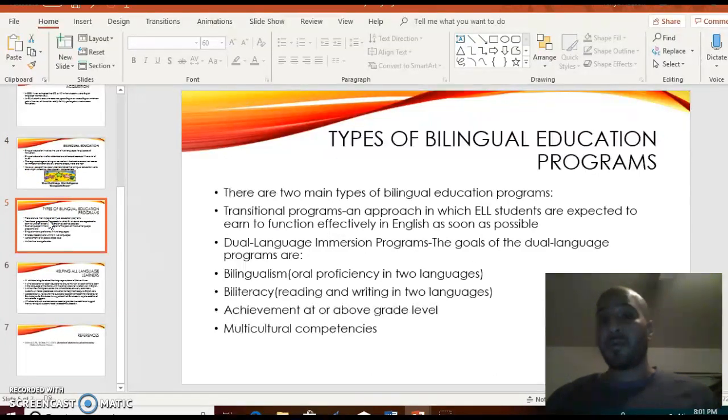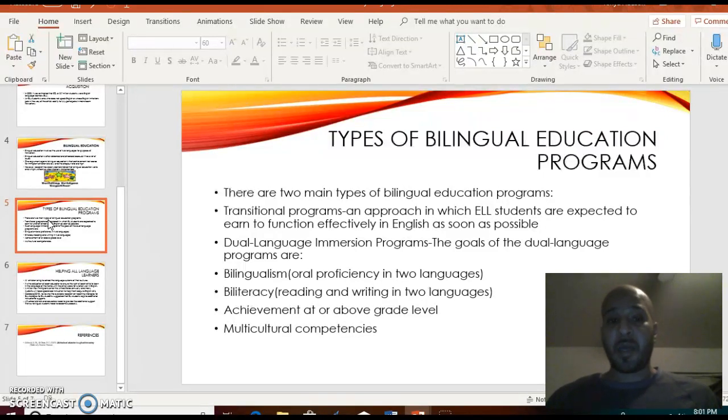Types of bilingual education programs. There are two main types of bilingual education programs. Transitional programs, an approach in which ELL students are expected to learn to function effectively in English as soon as possible. Dual language immersion programs.